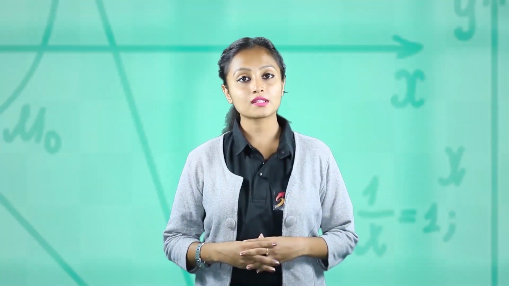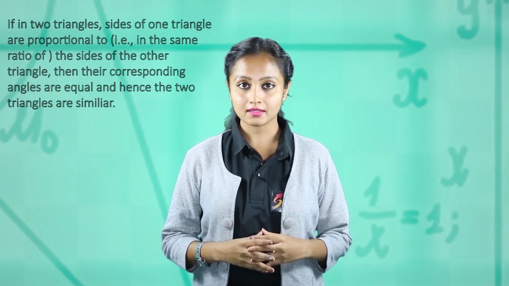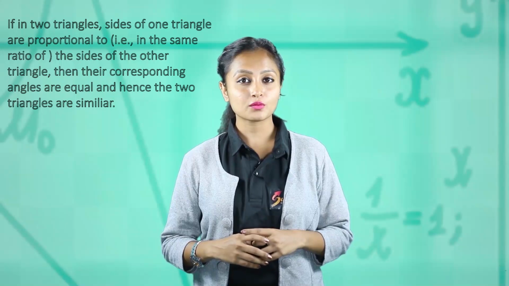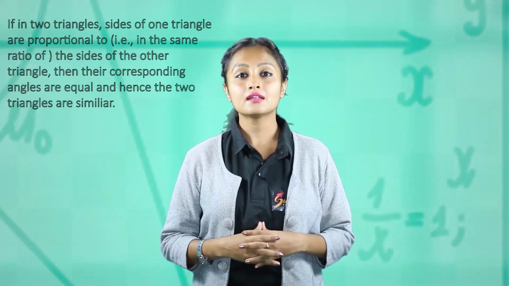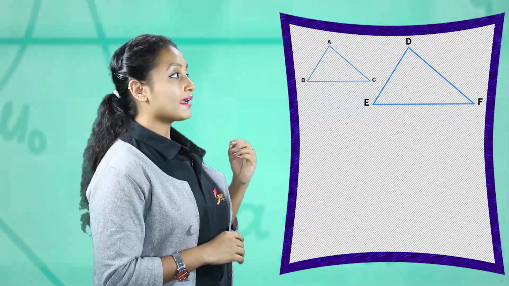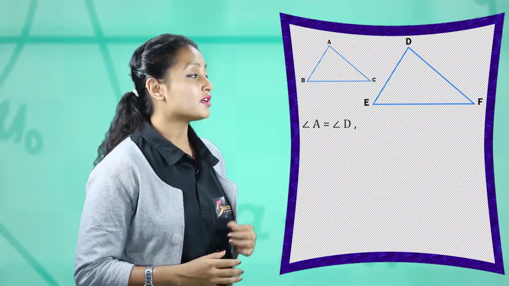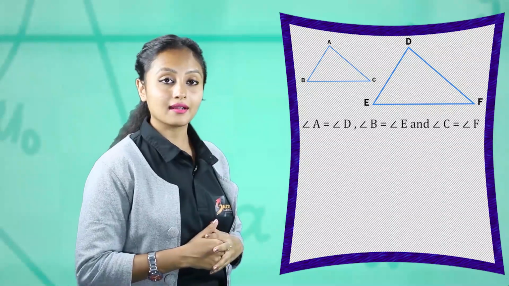So let us move on to a theorem. This theorem states that if in two triangles the corresponding angles are equal, then their corresponding sides are in equal ratio or proportion. Such triangles are called similar triangles. Now let us consider two triangles, triangle ABC and triangle DEF, such that angle A of triangle ABC is equal to angle D of triangle DEF, angle B is equal to angle E, and angle C is equal to angle F.